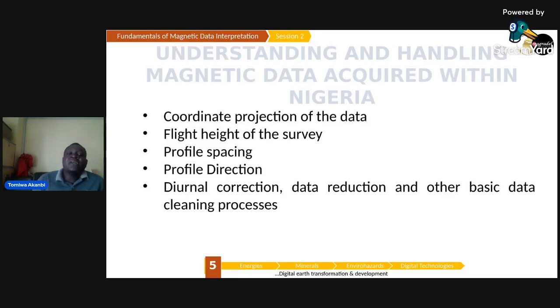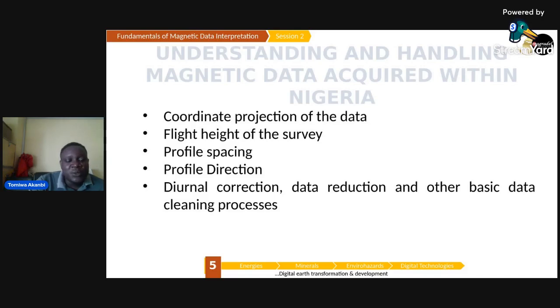And then also your profile direction plays a good role in your interpretation. Take for example, if you have an anomaly trending in the north-south direction, and you plan your flight survey and it's also trending north-south, you may likely miss the anomaly. Or even if you see the anomaly, you may think it's profile induced, and then you do some micro leveling, and it's going to delete the anomaly. So when you are trying to plan a survey, your profile direction should be perpendicular to the strike of the anomaly you are looking at.